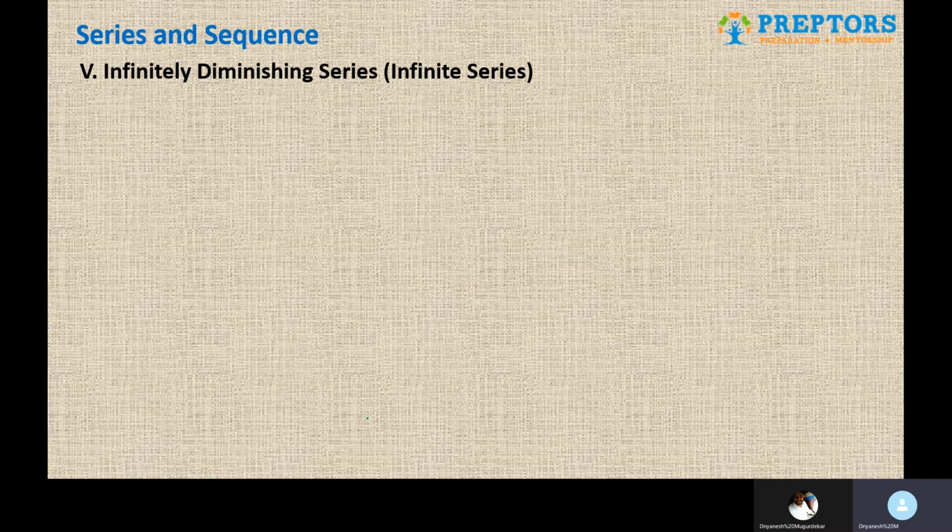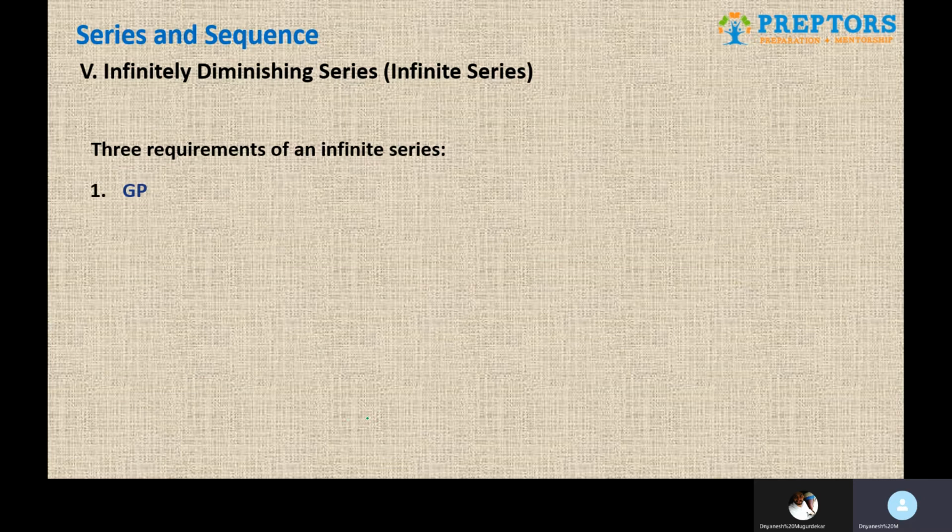But mind you, any random series cannot be an infinitely diminishing series. There are certain criteria that need to be fulfilled. Any series which fulfills the following three criteria will be called an infinitely diminishing series. So what are those criteria? Let's get into that. The first is that it has to be a GP. It cannot be possible for AP or HP to be an infinite series. It has to be a geometric progression only.